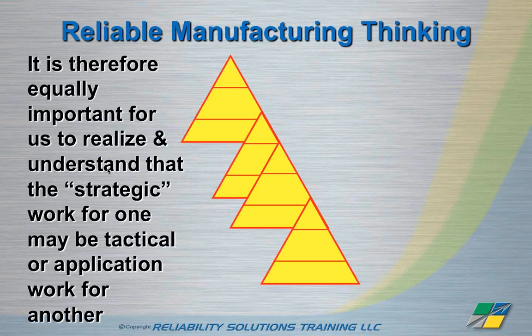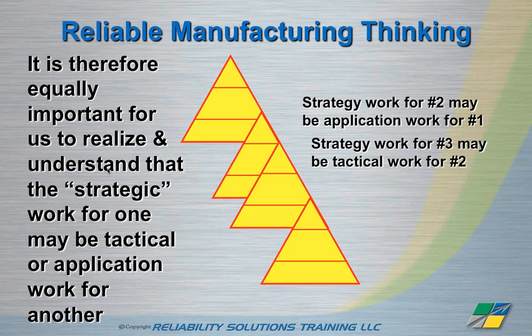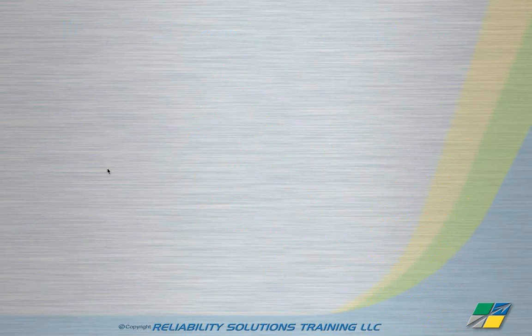And again, as we start to think through this strategic, tactical, and application thinking, remember that one person's strategic work is another person's application or tactical work. For example, at the plant manager level, their strategic work is probably the tactical or application work of the corporate VP. The plant manager's application work becomes the strategic work, perhaps, of the supervisors, and so on and so forth. We need to know where we fit in the organization.